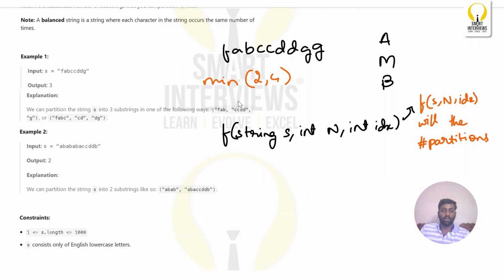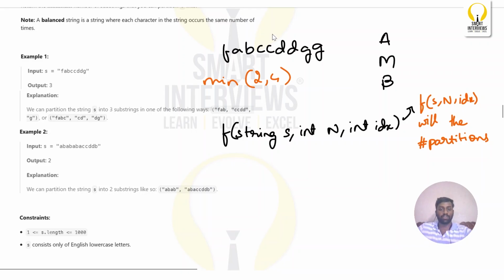Hence, what would your plan of action inside this function be? Firstly, I need to check if the substring is valid or not. Only if it is valid, I can make a partition. If it is invalid, I cannot make a partition. I need to go on ahead and see if I can get any more characters to make this a balanced string. Now, what do I mean by valid? I mean if it is a balanced string or not.